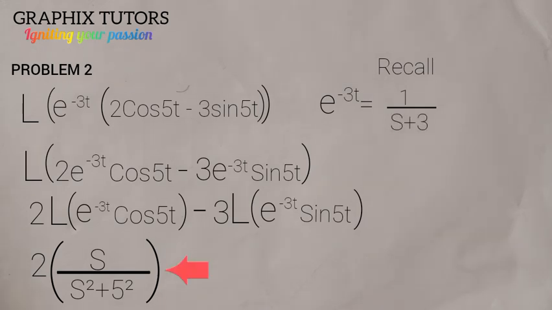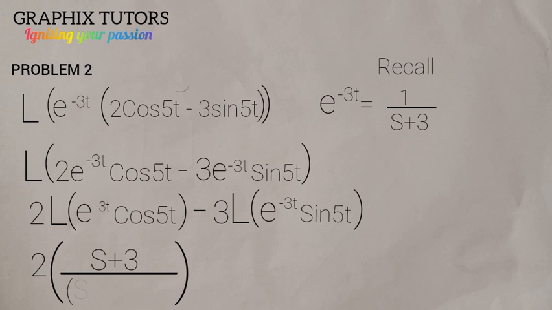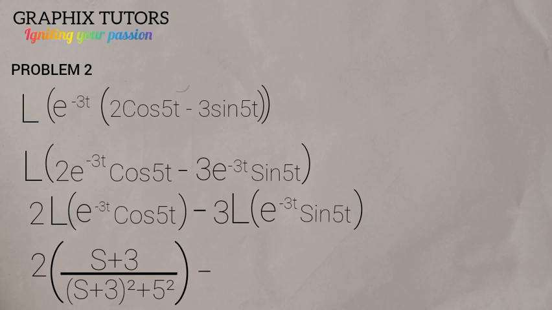So I'll now come here. Wherever I see s in this function here, I'm going to put s plus 3. So I'll now have 2 into brackets, s plus 3 all over s plus 3 all square, because the s here has square, so I'll put all square here, plus 5 square. So this is what we have for the first one here. Minus, I'll bring out the 3 again. I'll bring out 3 from here because it's behind the Laplace, it is the constant.